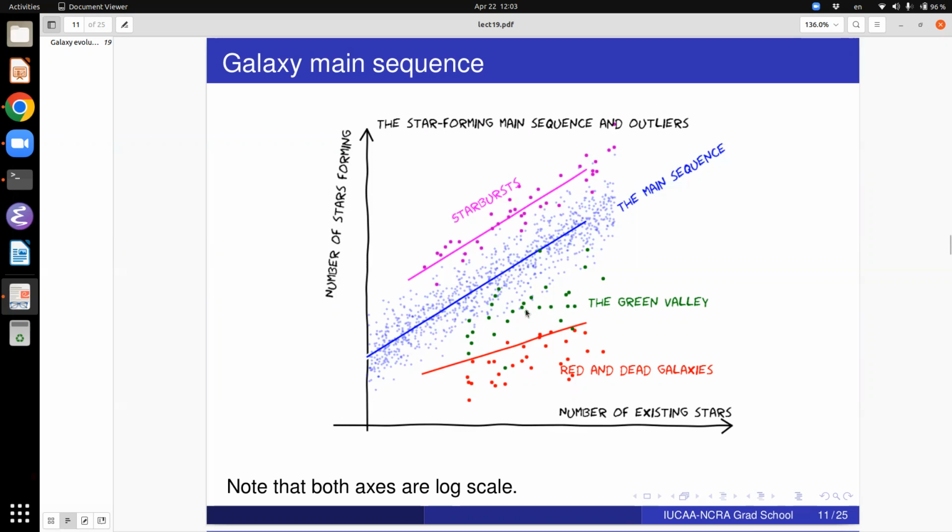The green valley is here in between. As we said, it consists of galaxies either transitioning from here to here or from here to here. And then, of course, down here are the red and dead galaxies. They're typically more massive. They could even populate the regions here, but their star formation rate is quite low.